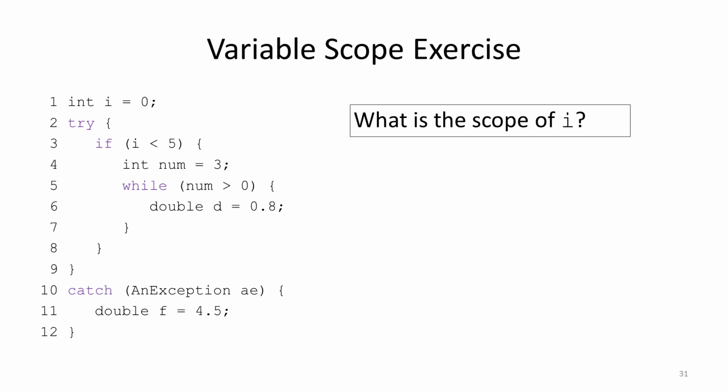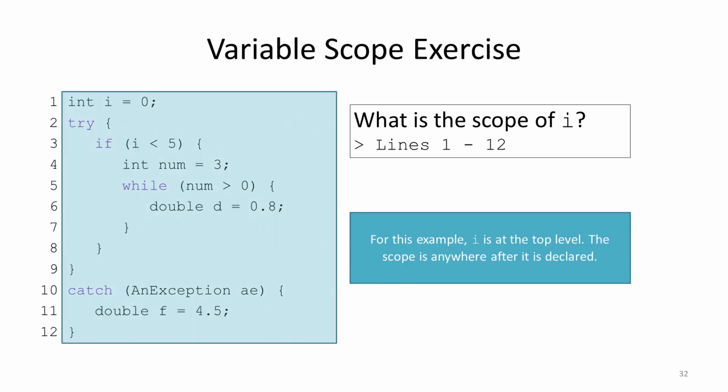Let's do a first example. What is the variable scope of I? We will use line numbers as a reference. Take a few moments, pause the video. What are the line numbers where you can use I? I can be usable on lines 1 through 12.